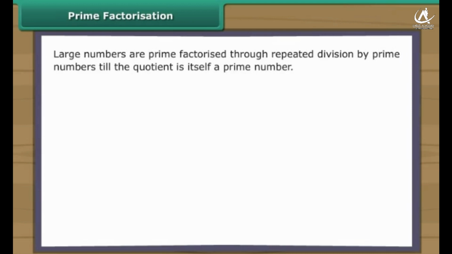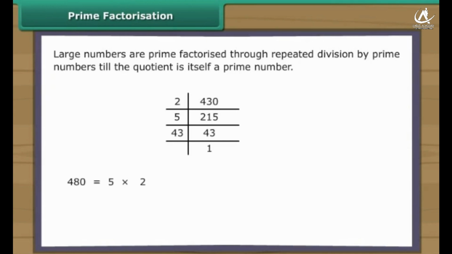Large numbers are prime factorized through repeated division by prime numbers till the quotient is itself a prime number. Let us prime factorize 430 by division method. First, we divide 430 by the prime factor 2. Next, we divide the quotient 215 by the prime factor 5 to get the quotient 43. Since 43 is a prime factor, divide by 43 to get the quotient 1. Express 430 as a product of its prime factors.